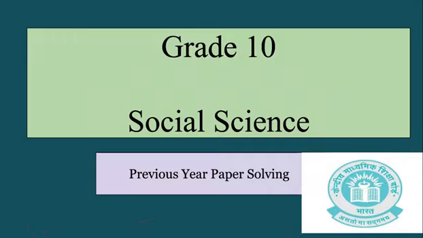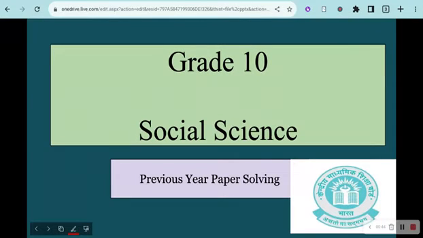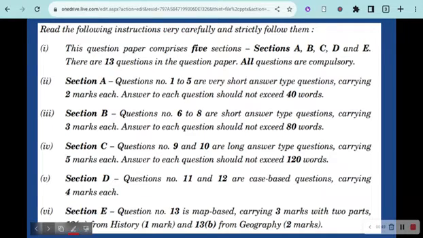So first we will start with the first part. Let's discuss the instructions. This paper has five sections: A, B, C, D, E. There are 13 questions in total. Questions 1 to 5 are very short answer questions of 2 marks each. Section B, questions 6 to 8, are short answer type, 3 marks. Questions 9 and 10 are long answer, 5 marks.